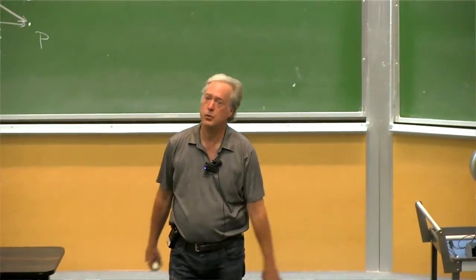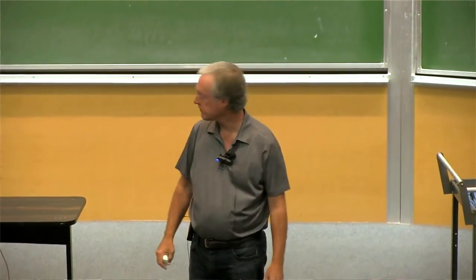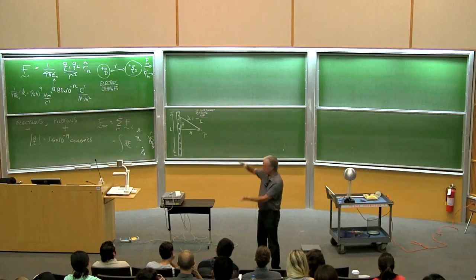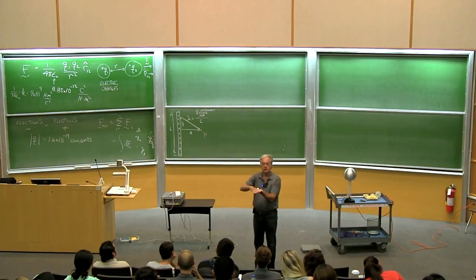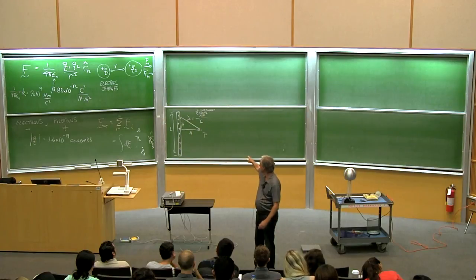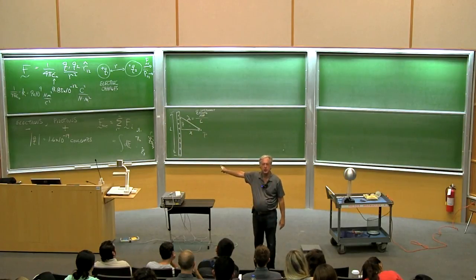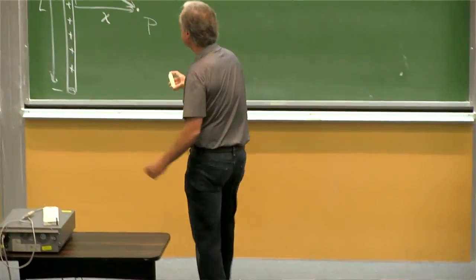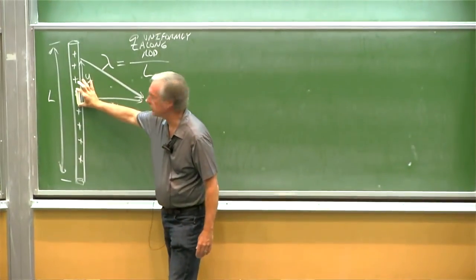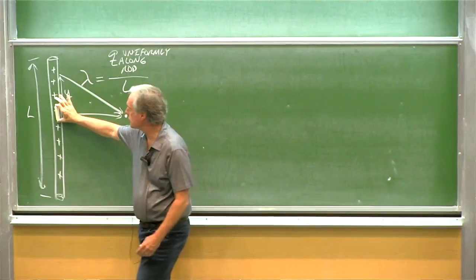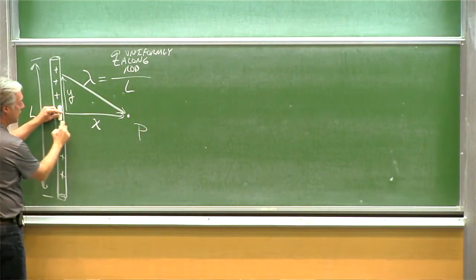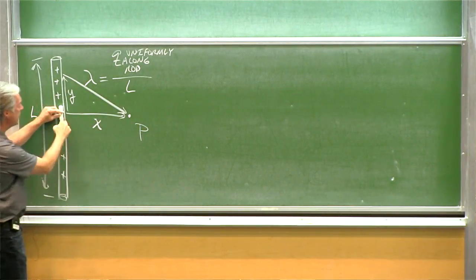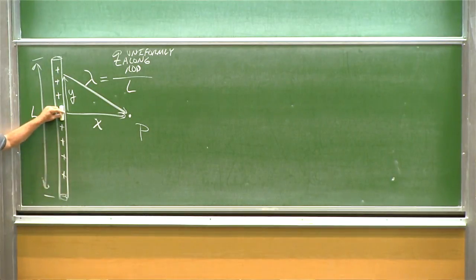Let's try to understand what we expect to get. If the rod is very short, that is, compared to what? If the rod is very short compared to that separation over to point P, then it's as if all the charges were at the same point. Make the rod like this. The distance from the bottom, this thing over, the distance from the top, it's pretty much the same as that.